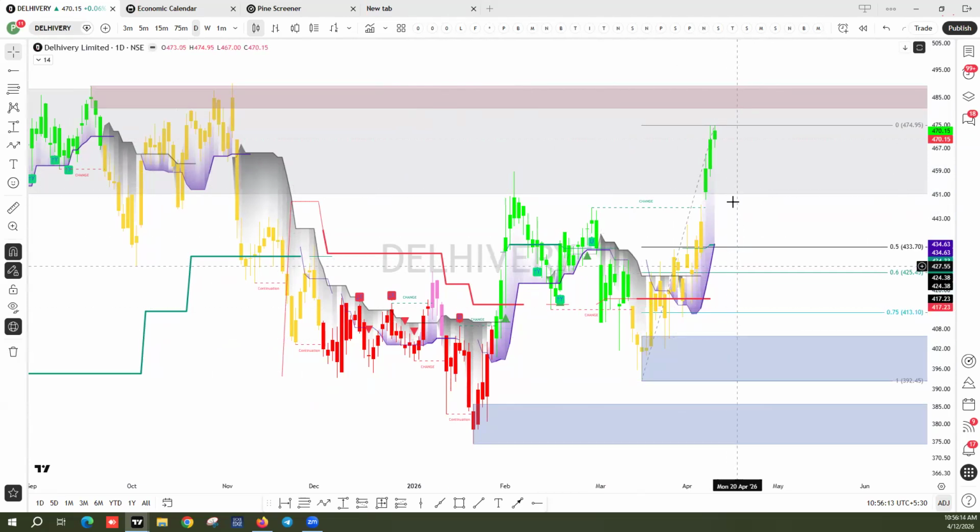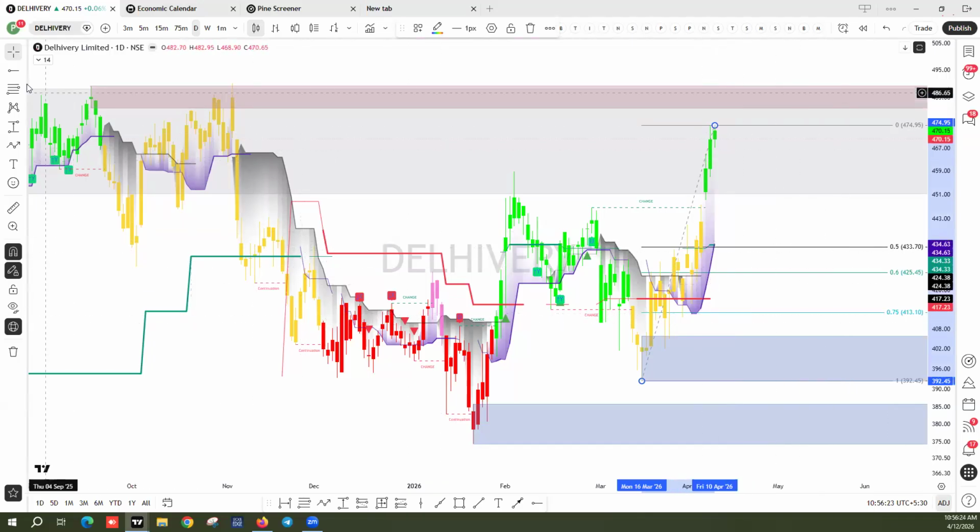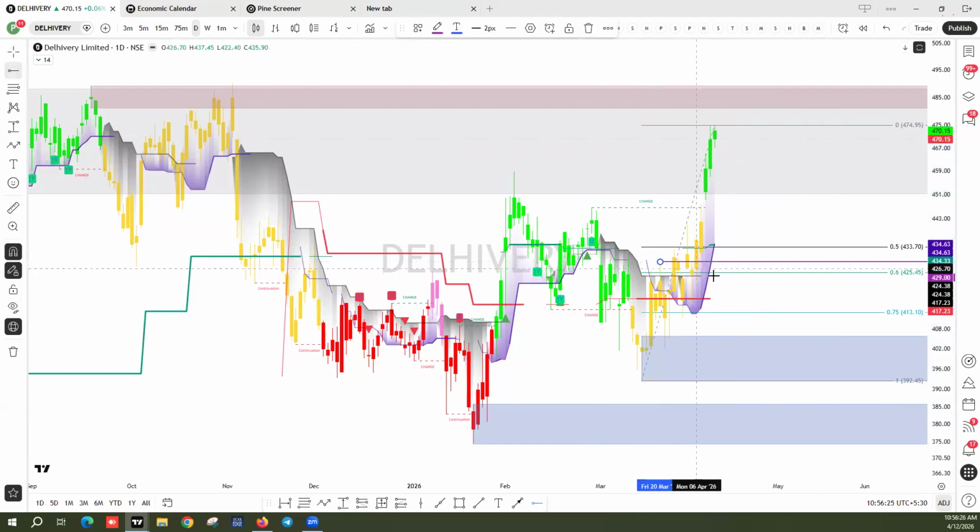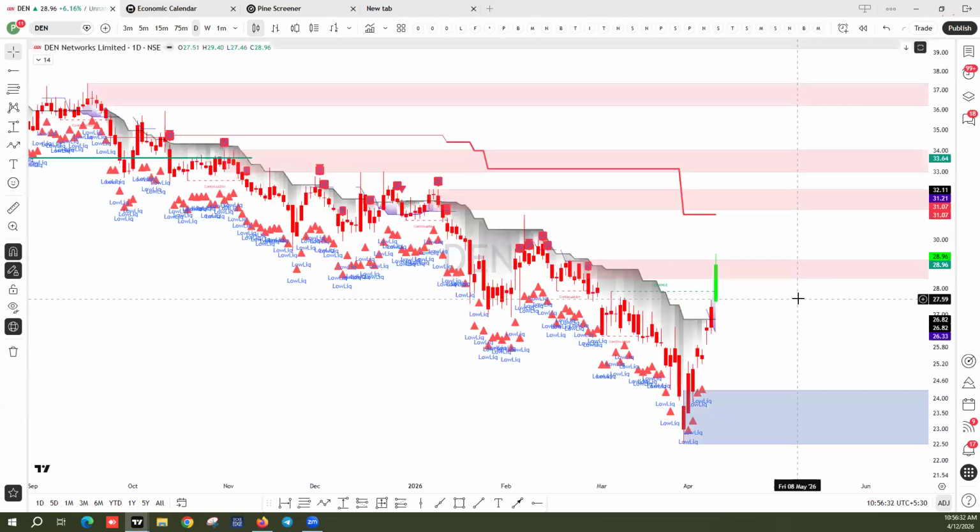This is a location where we can look for retracements. Between 50 to 60%, if it comes, that will be good. Retracement entry. And this is a low liquidity stock. So if it is a low liquidity stock, let it be.